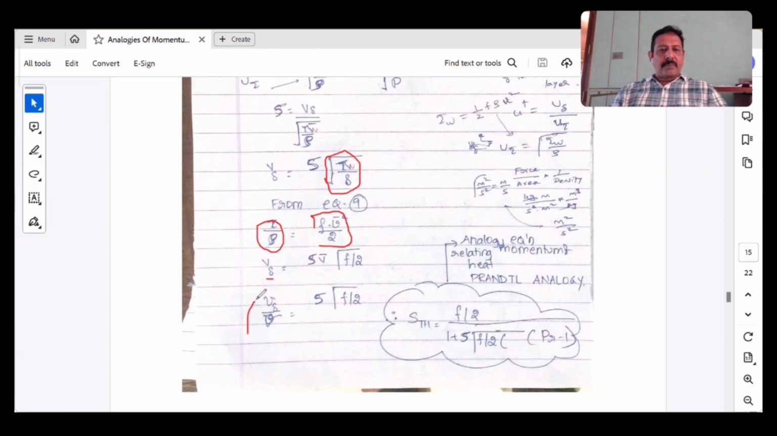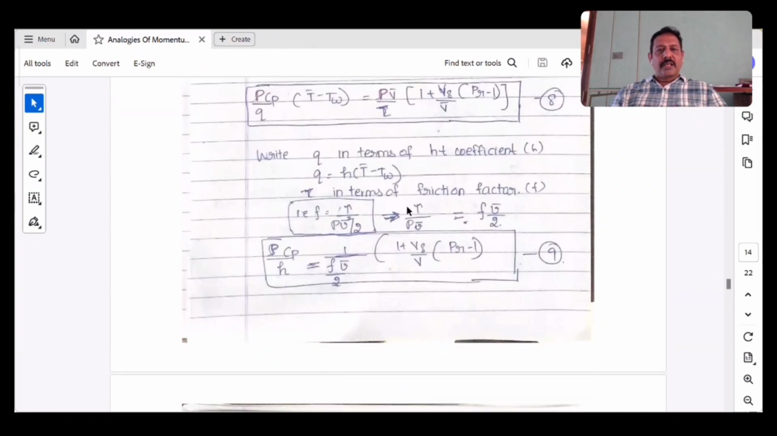So wherever v delta by v appears, I substitute 5 into root of f by 2. This is in the equation on the previous page, where v delta by v is substituted as 5 into root of f by 2, right? So this number I know is nothing but the Stanton number. This f by 2 is another dimensionless term. So I have to rearrange this term to get one more dimensionless number.